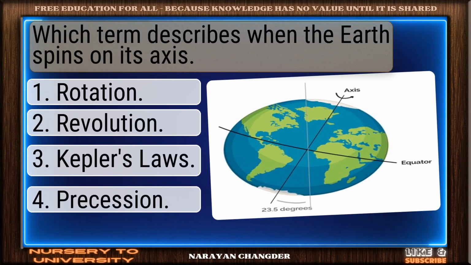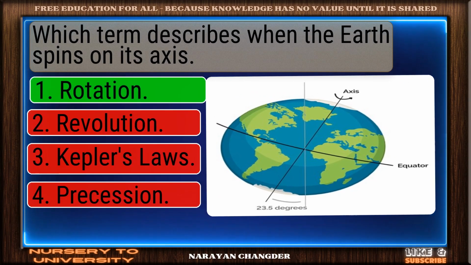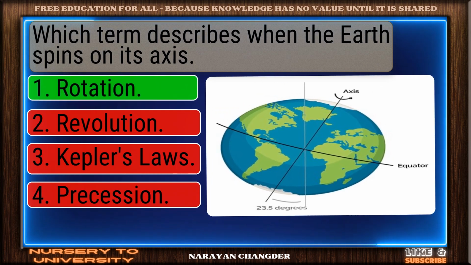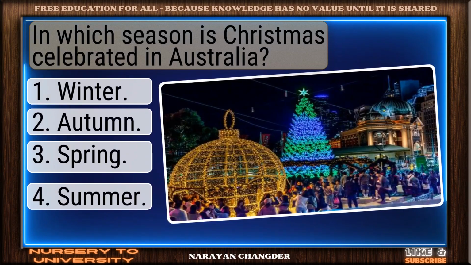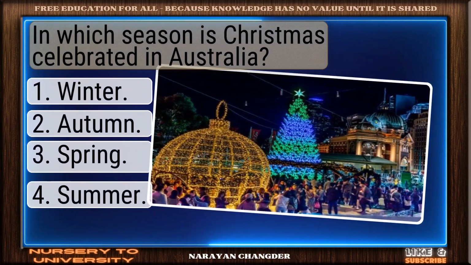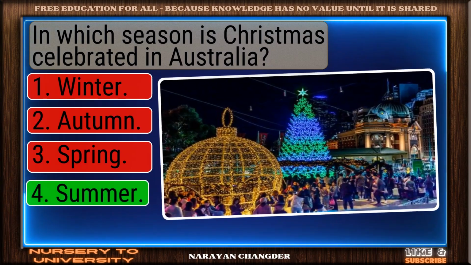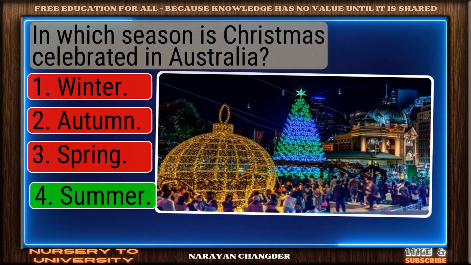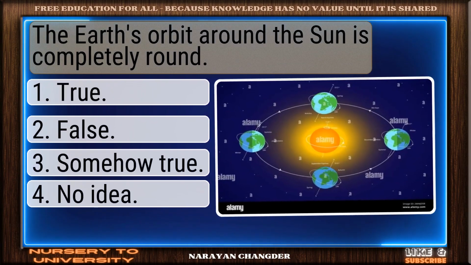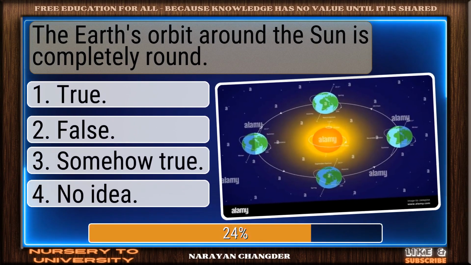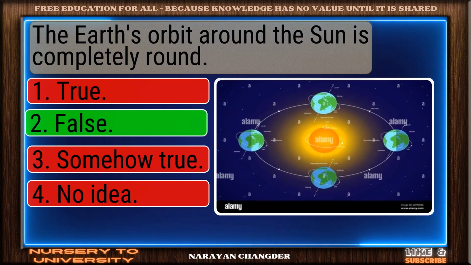Which term describes when the Earth spins on its axis? Good job. Your answer rotation works well here. In which season is Christmas celebrated in Australia? Great job. Summer is the accurate answer. The Earth's orbit around the Sun is completely round. You chose false, and it is correct.